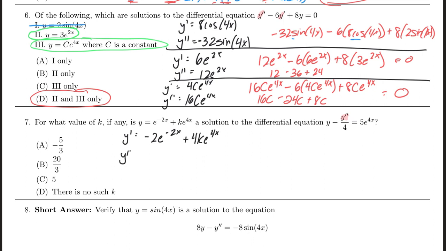Okay, just remembering every single time you have this exponent on your exponential, you have to do the chain rule. That's going to be positive 4 e to the negative 2x plus 16k e to the 4x. All right, so that's our y prime and y double prime. Now we can plug all this into our differential equation. So y is the original.